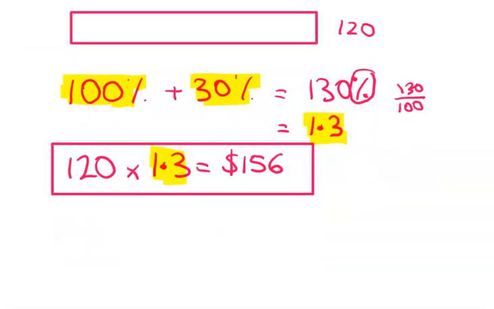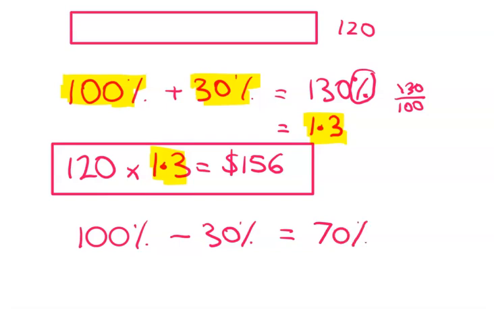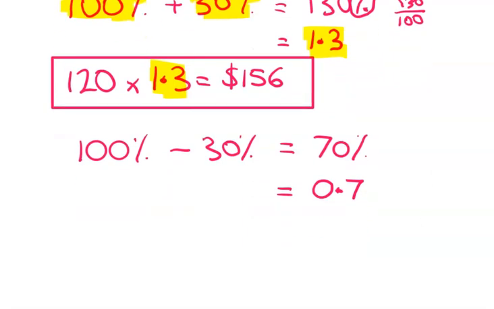Let's do one now for decreasing by 30%. So we're going to have 100%, we're going to take away 30%, that gives me 70%. We can turn 70% into a decimal, which is 0.7, and we say our final answer is going to be 120 times 0.7, which gives me $84.